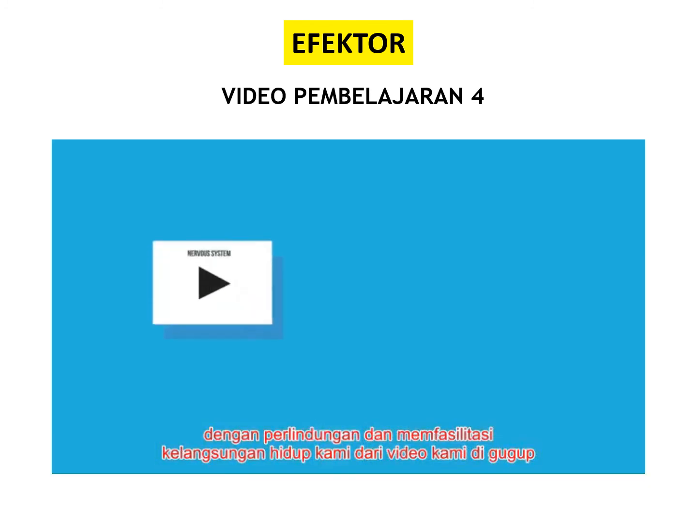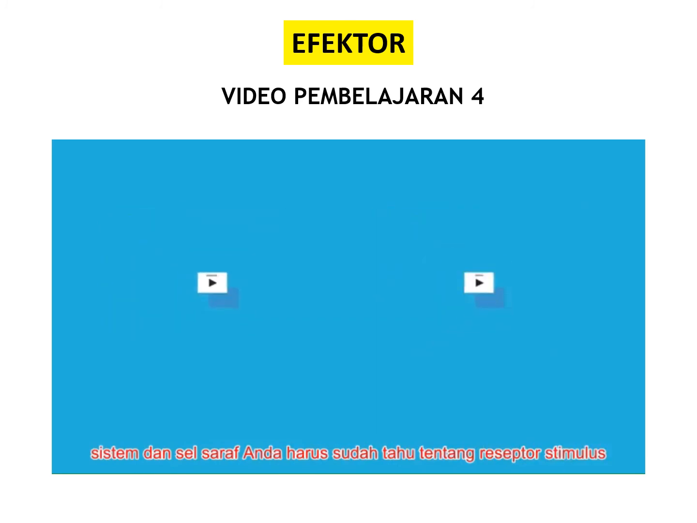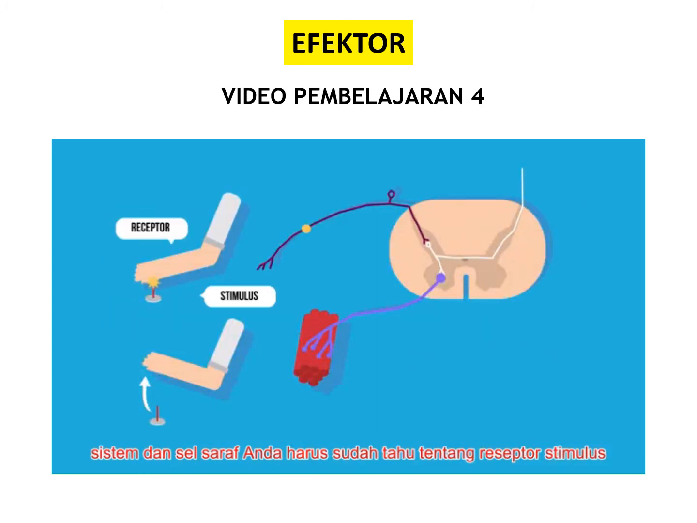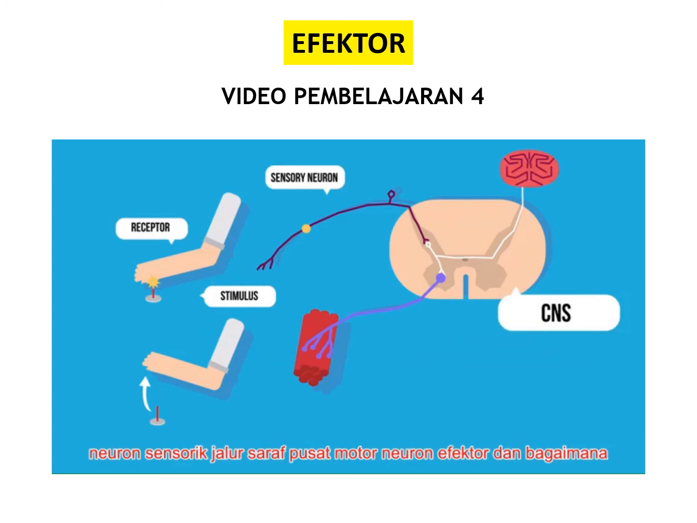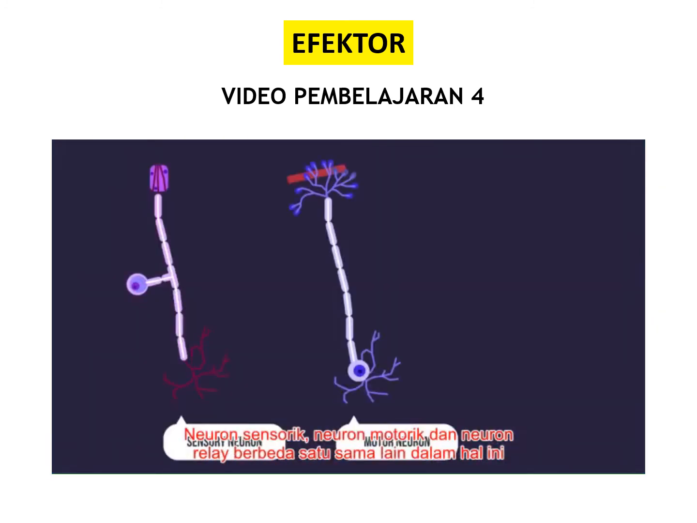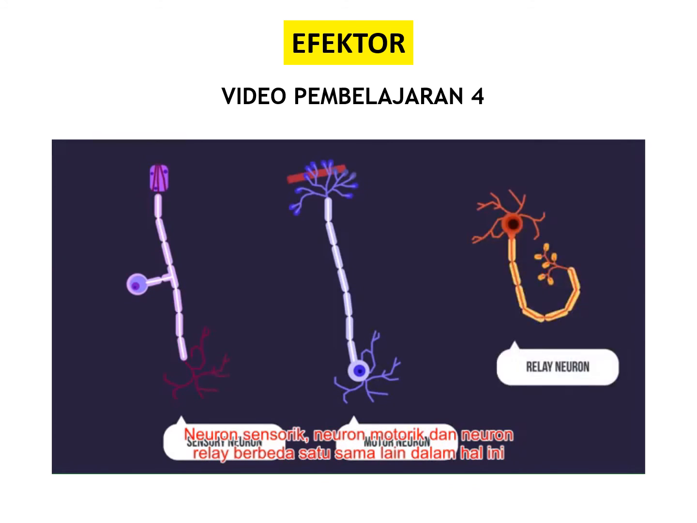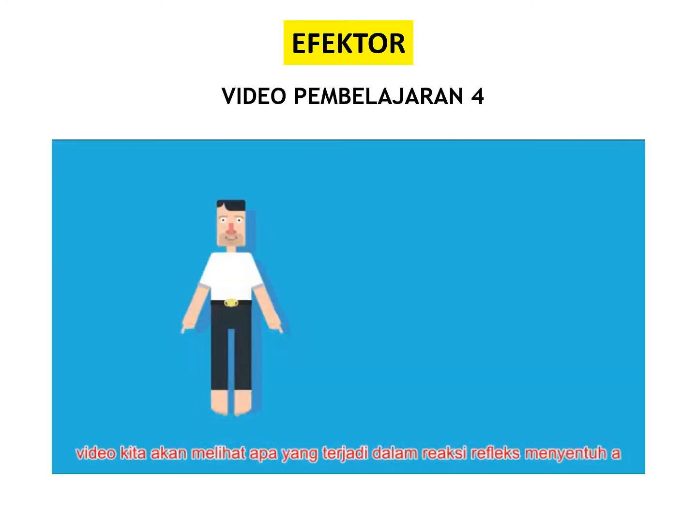From our videos on the nervous system and nerve cells, you should already know about the stimulus, receptor, sensory neuron, central nervous system, motor neuron, effector pathway, and how sensory neurons, motor neurons, and relay neurons differ from one another. In this video, we are going to look at what happens in reflex reactions.